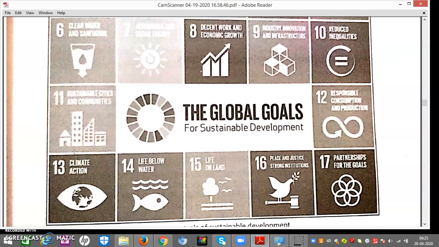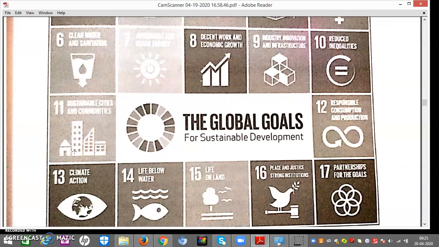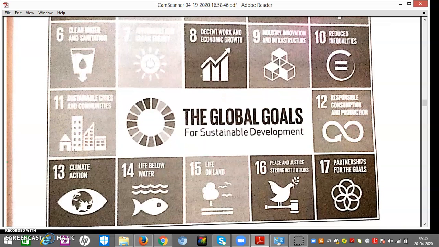sustainable goals. So the 17 goals are: no poverty, zero hunger, good health and well-being, quality education, gender equality, clean water and sanitation, affordable clean energy, decent work and economic growth, industry innovation and infrastructure, reduced inequalities, sustainable cities and communities, responsible consumption and production, climate action, life below water, life on land, peace and justice, strong institutions, partnership for the goals.